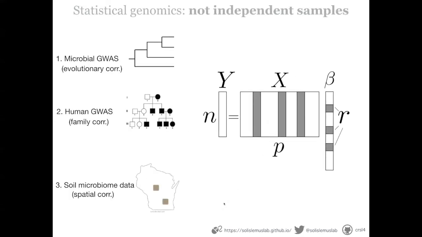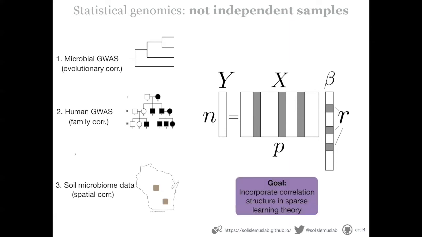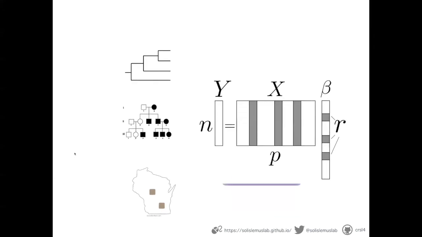One of the challenges, aside from the fact that it's high dimensional data, is that our samples tend not to be independent. In the case of microbial GWAS, the bacteria in our sample are correlated because they have all been evolved or cloned in the lab. In the case of human studies, you could have familial correlations in your data. Or lastly, if you have soil microbiome data, there could be some spatial correlation depending on how these samples were collected. So our goal is to incorporate this correlation structure into the sparse learning theory.